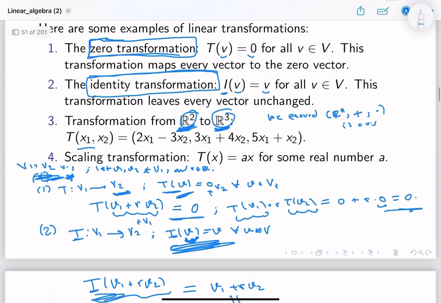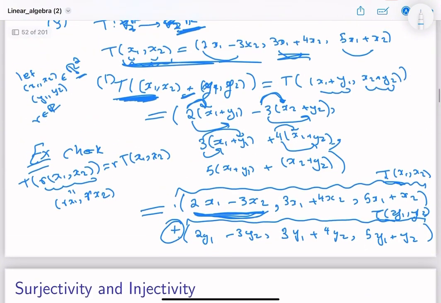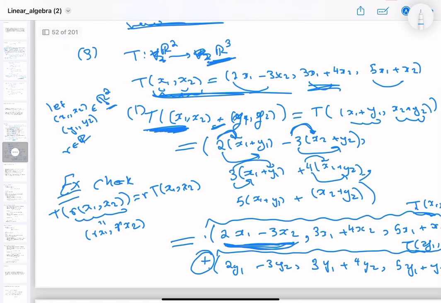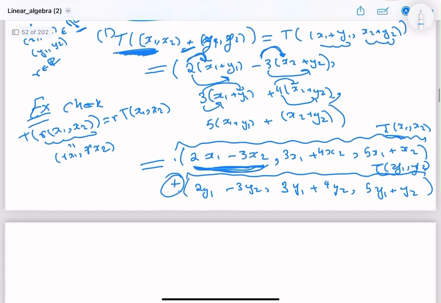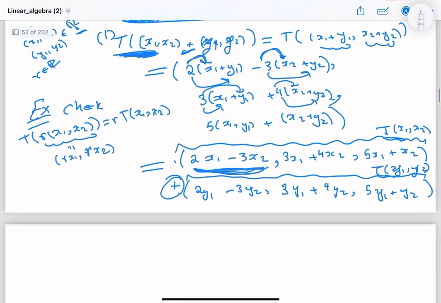So the fourth example we want to go over is this thing. If you take the linear transformation to be a scaling linear transformation, in other words, it takes any vector and it scales it by a constant, right? So let's take this and let's prove it before we go to the next topic that we want to talk about. So let's take the fourth example.